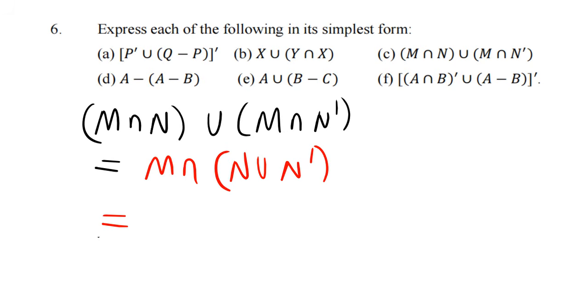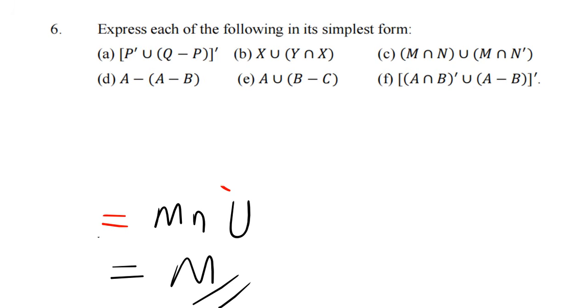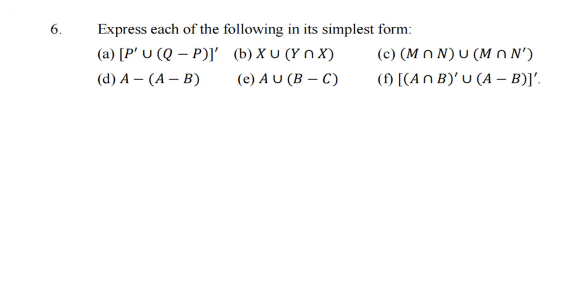So in this case, it's just M intersection the universal set. Now what is intersection? It just means what is found in both. What am I going to find in both M and the universal set? Now you know that every set is a subset of the universal set. So in this case, our answer is just going to be M. Okay, so basically that is how we solve this one. You can also try out C.